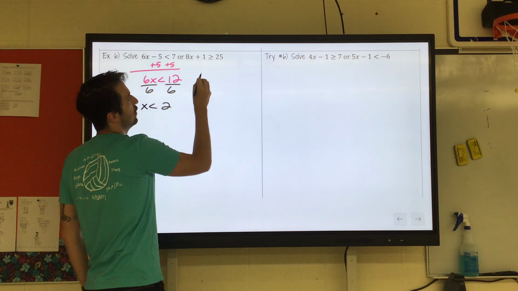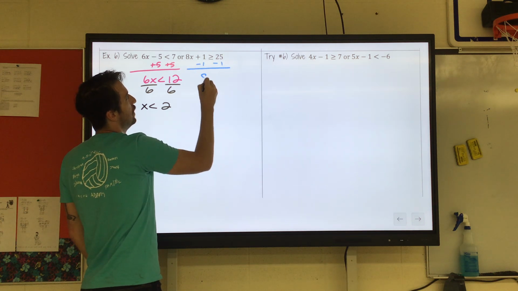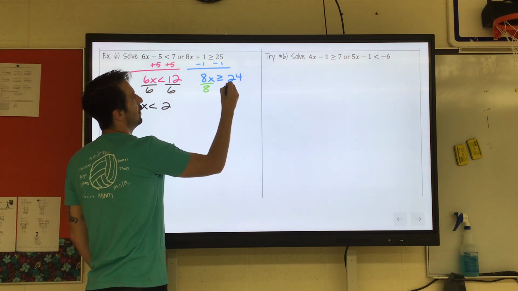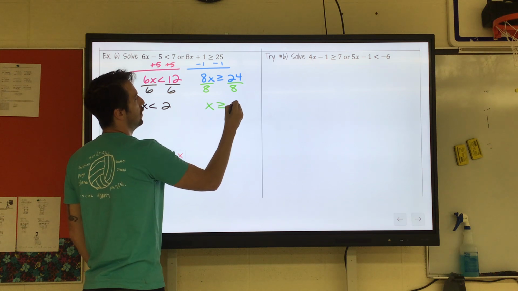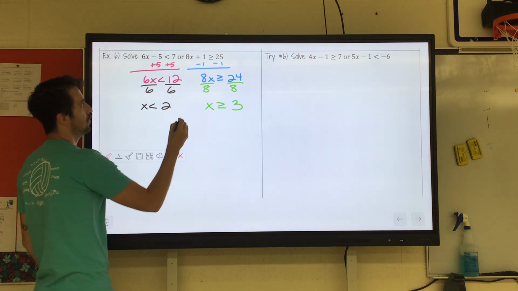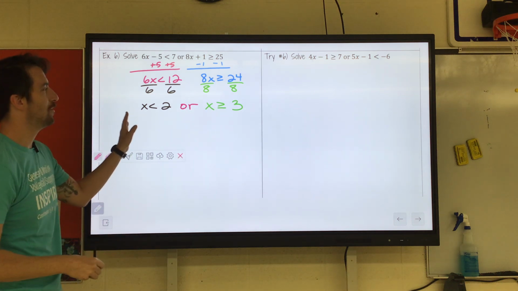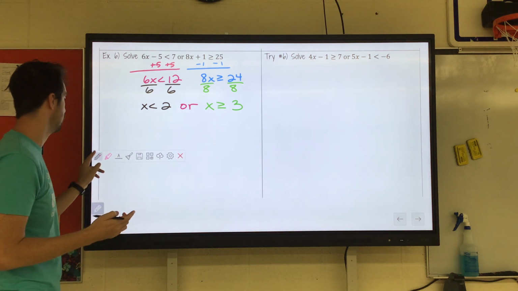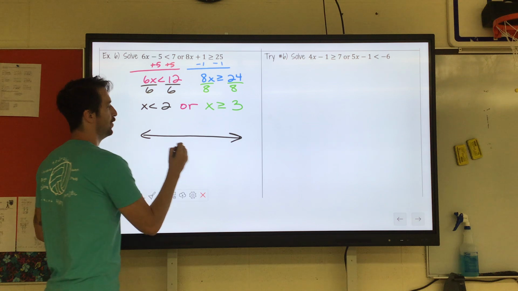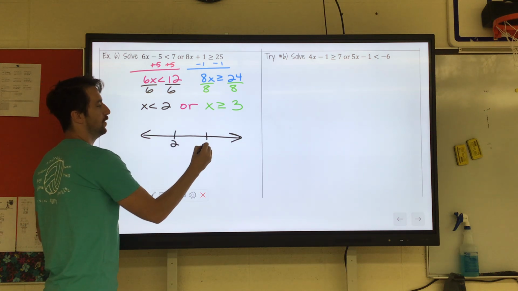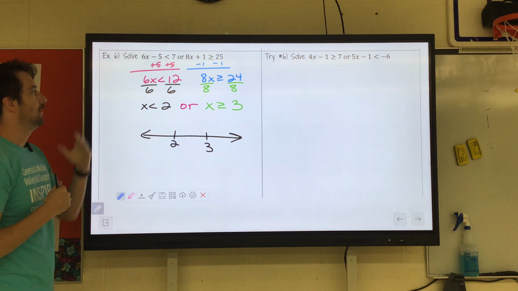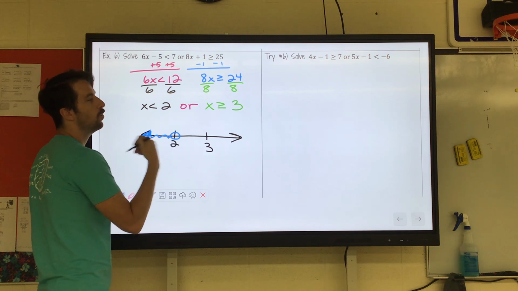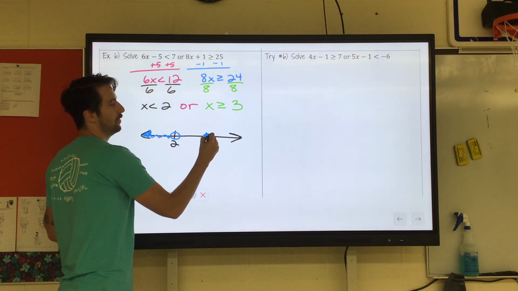8x plus 1 is greater than or equal to 25. We'll subtract 1. 8x is greater than or equal to 24. We do have to divide that by 8. X is greater than or equal to 3. Again, we saw the word or, but even if you didn't, there is no number that's less than 2 and also magically greater than or equal to 3. That's not possible. Always put your small number on the left. 2 is our smaller number on the number line. Less than 2 would be open dot, shaded left. Greater than or equal to 3 is a closed dot, shaded to the right.